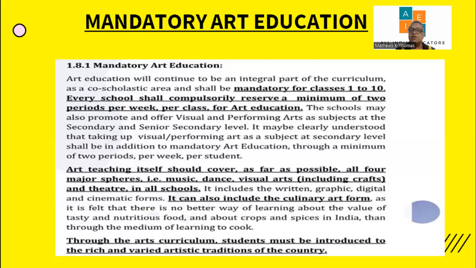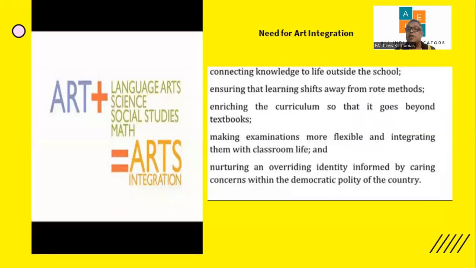So it is compulsory to introduce art education as a period in every school, right? Which should involve all the 4 major areas, that is music, dance, visual arts, and theater. It should be there, okay? So that has to be there. And now some schools are also going a step further using culinary art. Many are having home science, and they are doing a lot of experiments.